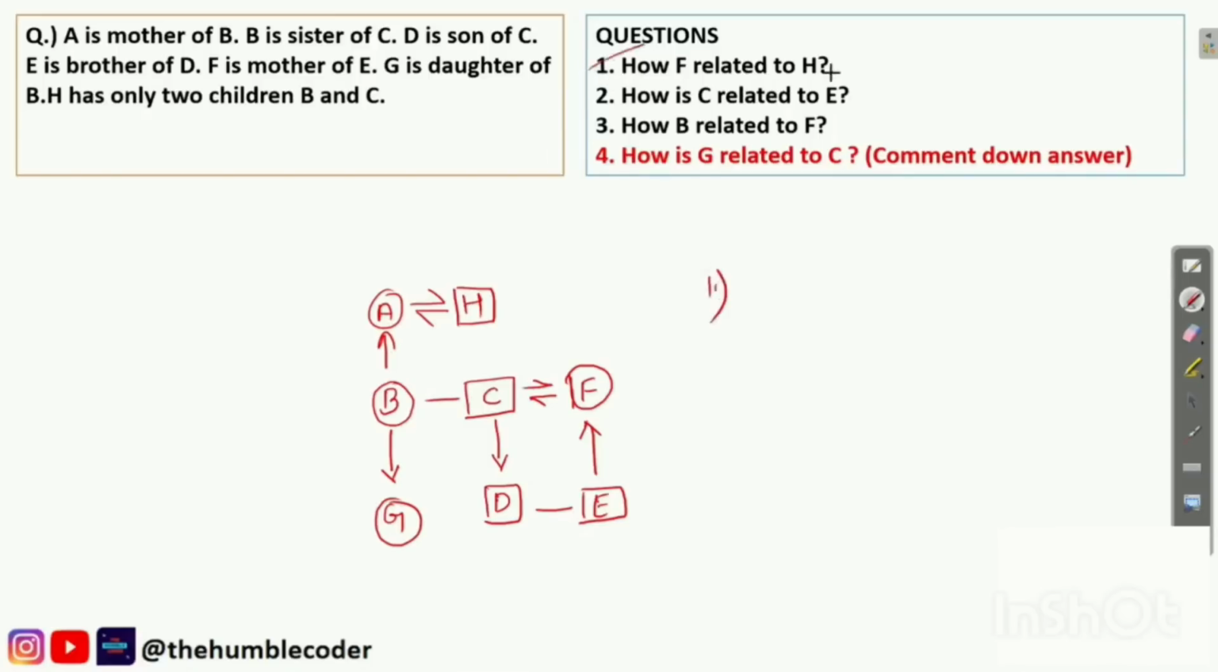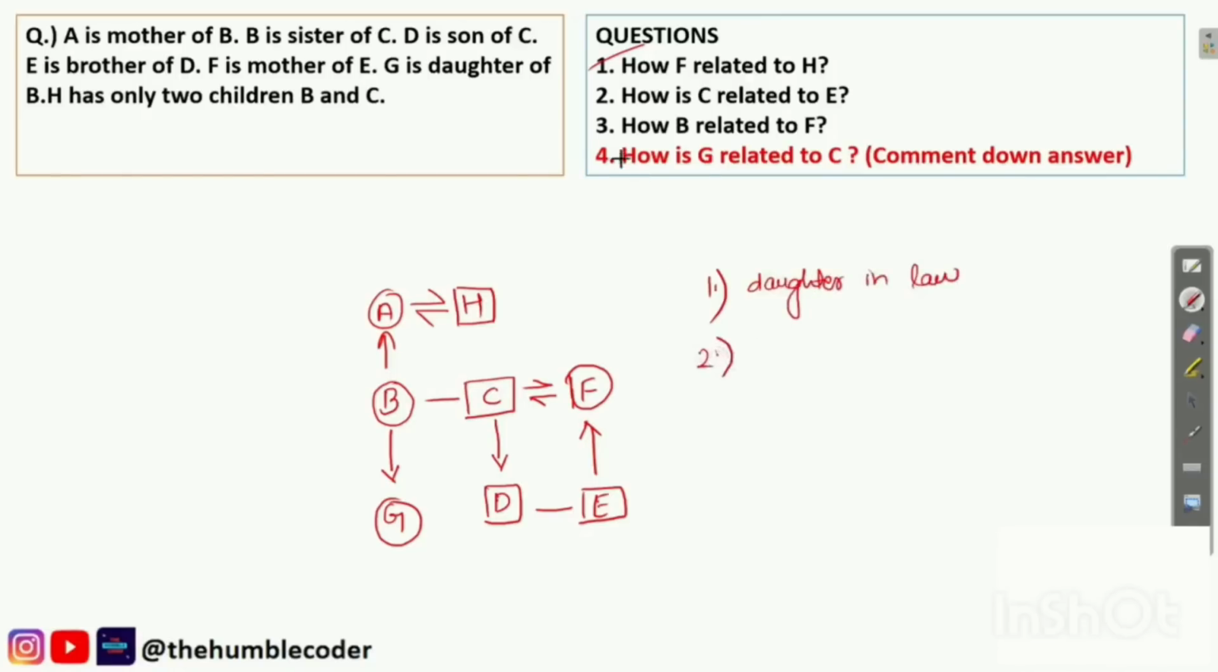First question is, how is F related to H? So we have F over here and H over here. So basically the relation between F and H will be daughter-in-law, because F is a woman and H is the father of her husband. H is the father of C, so F will be daughter-in-law of H. Daughter-in-law is the correct answer for this question.